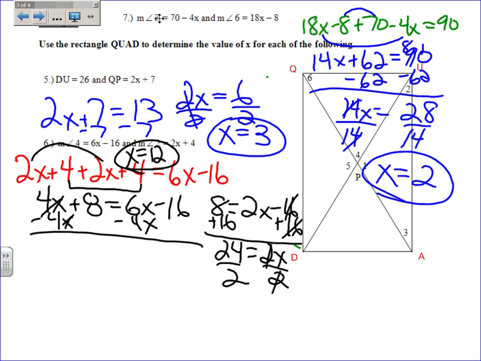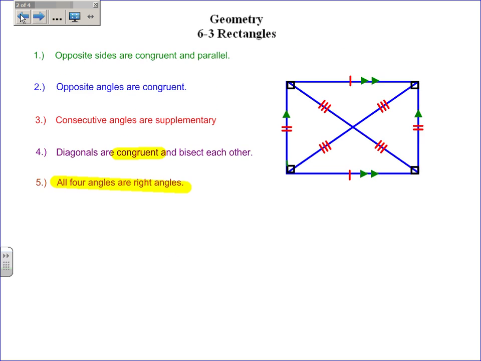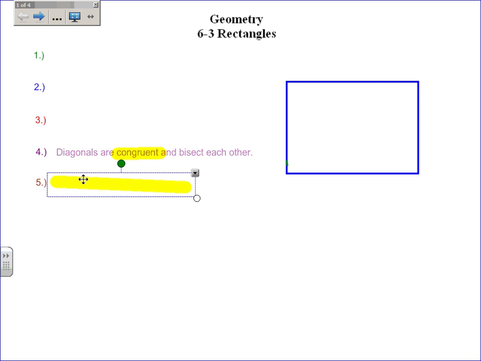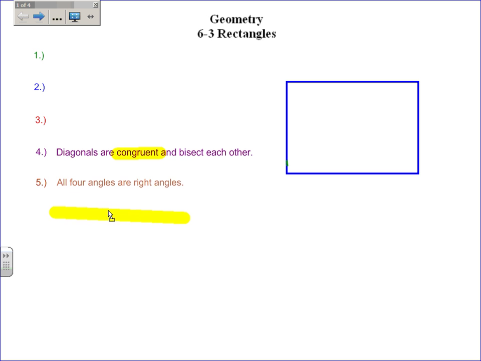Are there any questions on the rectangle? Remember, the two key ones are probably, whoops. Now I'm really messing up. That the diagonals are congruent, that's new, and all four angles do have to be right angles. So watch out for the isosceles triangles and watch out for the right triangles, because now you know you've got them. Okay?